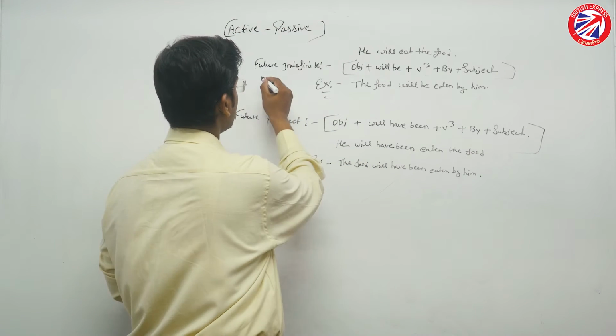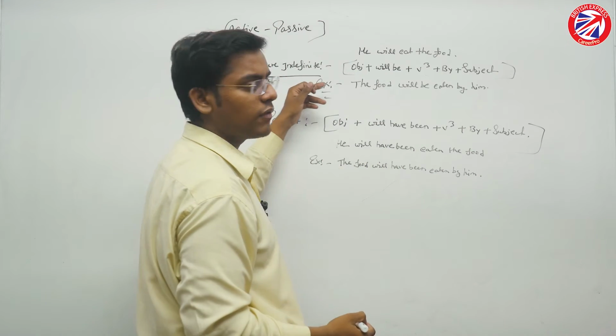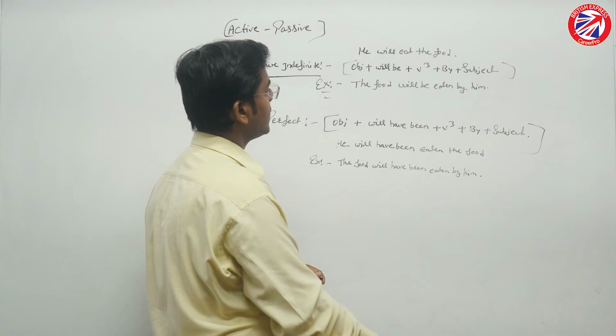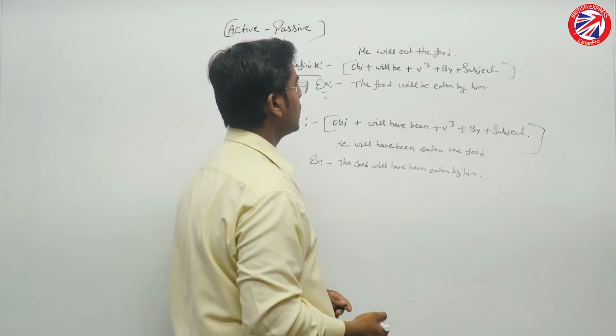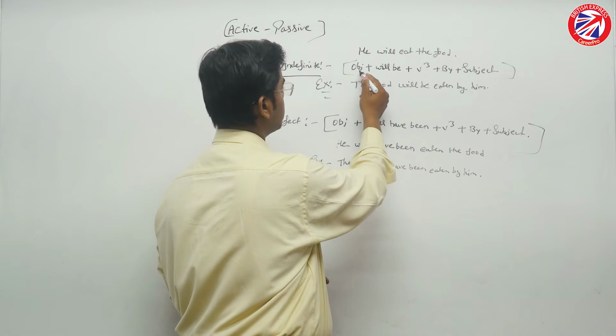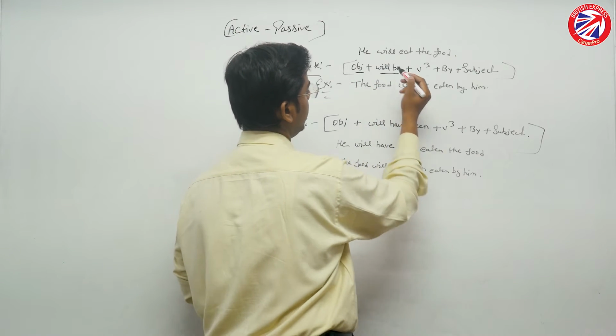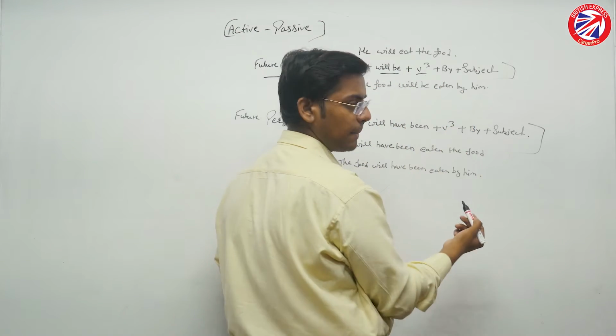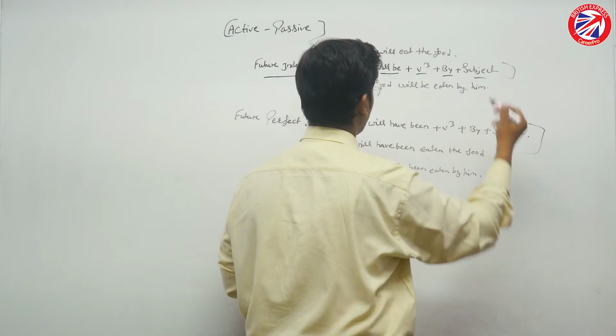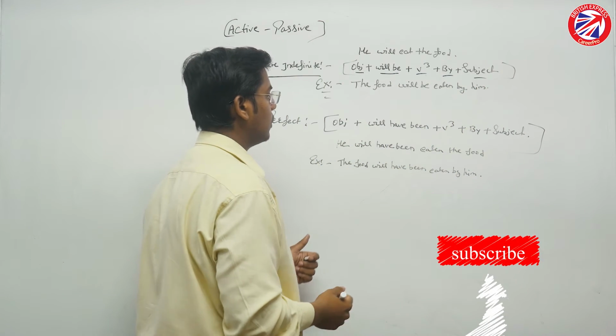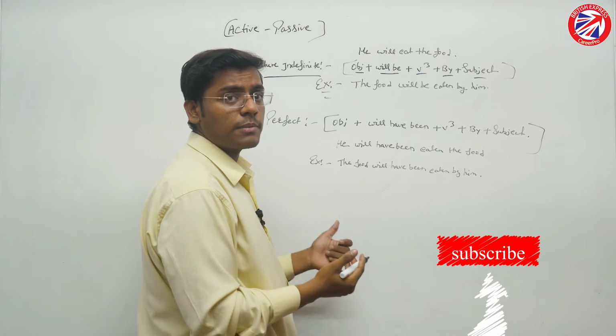So here, as you can see, first we'll start with future indefinite one. In this we have the sentence, he will eat the food. So the rule will be object plus will be plus V3 plus by plus subject. Now let's have a look at how we have to convert this into the passive one.